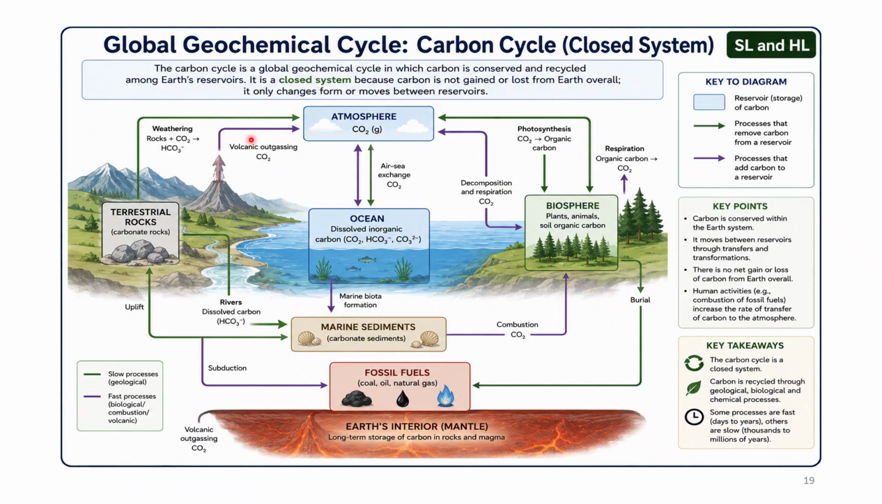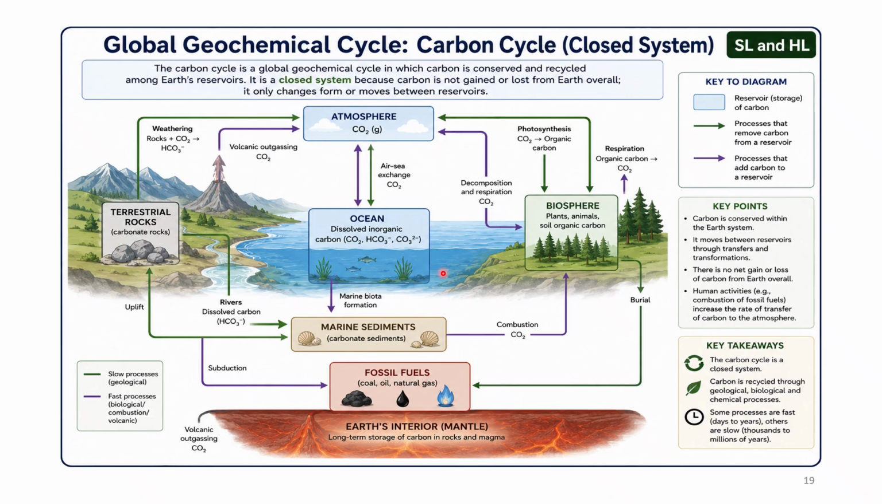Global geochemical cycle: the carbon cycle as a closed system. The carbon cycle is considered a closed system because the total amount of carbon on Earth remains relatively constant. Carbon is not created or destroyed on a global scale; instead, it is continuously transferred between major carbon reservoirs.